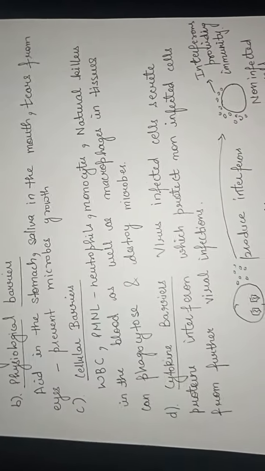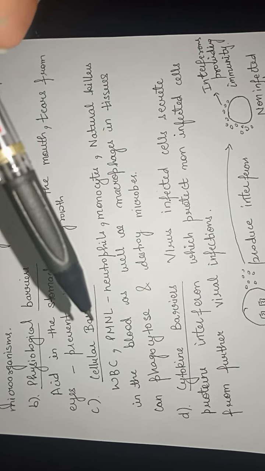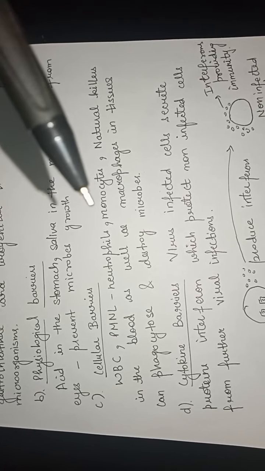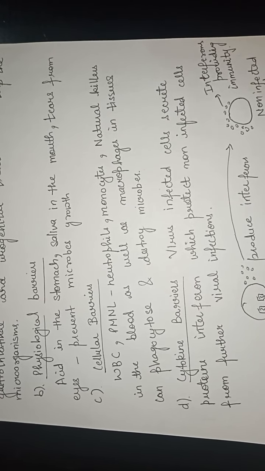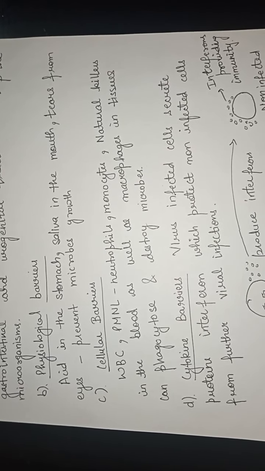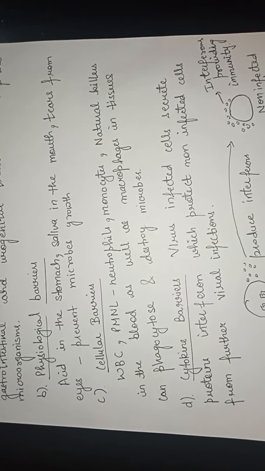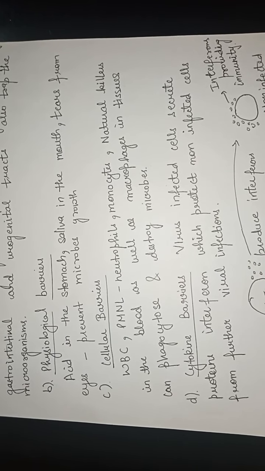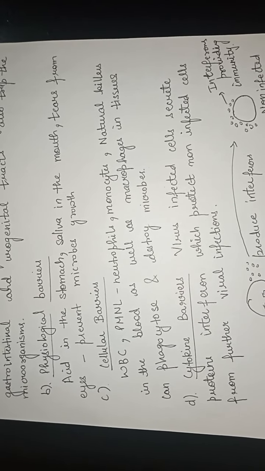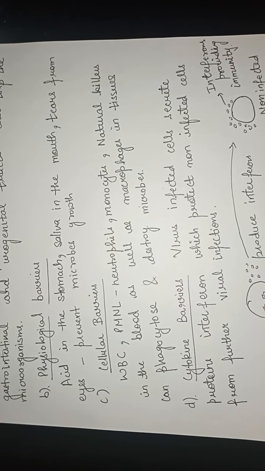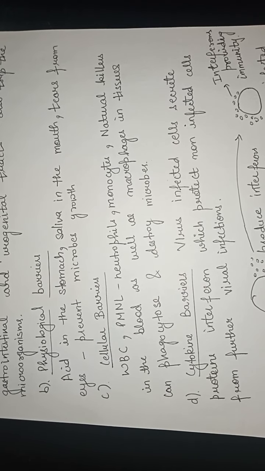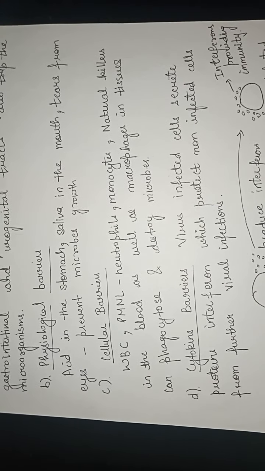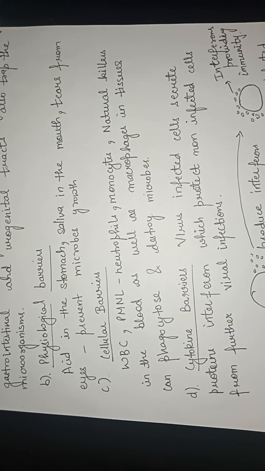Now next is cellular barriers. Cellular barriers means particular cells in our body, mainly the leukocytes, phagocytose the microorganisms. All of you know the meaning of phagocytosis. Phagocytosis means to engulf. So the WBCs are the PMNL neutrophils. What are PMNL? These are the polymorphonuclear leukocyte neutrophils. Neutrophils, monocytes, natural killers present in the blood, and macrophages are all types of leukocytes. They phagocytose the pathogens and microorganisms and kill them.